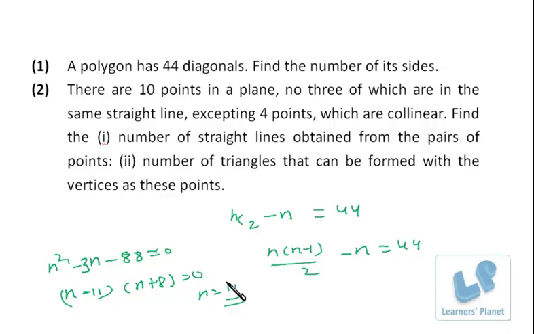So if you are having options available with you, just put the value of n from the options, that is 11C2. So 11C2 is what? 11 into 10 by 2, that is 55. 55 minus 11 is 44, right? So 11 is the correct answer. So this is how we calculated the number of diagonals in the previous session, and here I have shown you once again. Now similarly, take up the next problem.